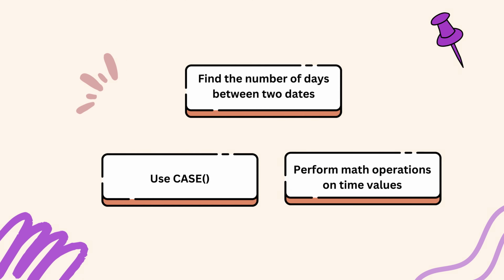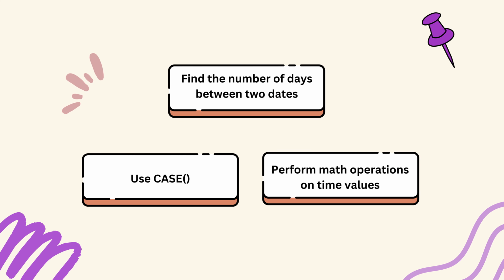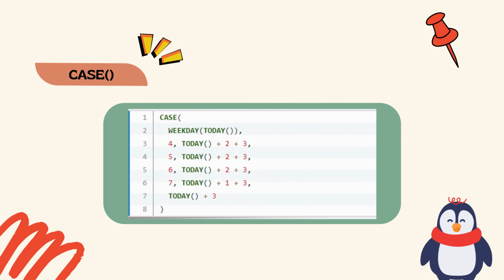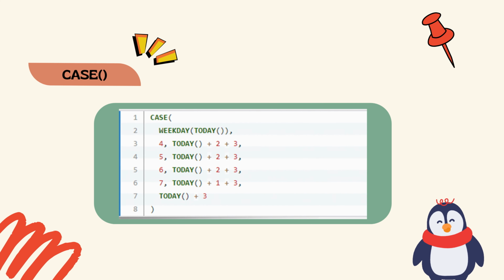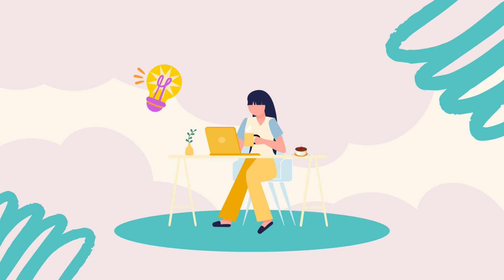Now let's put our knowledge to the test. You can use date, date/time, and time types in formulas to find the number of days between two dates, add business days using CASE, and perform various math operations on date/time values. Let's explore practical examples. CASE is useful for conditional statements that have many possible outcomes. Although you can usually do the same thing with nested IF statements, CASE makes complicated formulas easier to read and understand. However, as with any powerful tool, there are common errors to be aware of.